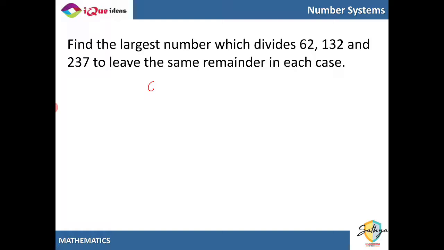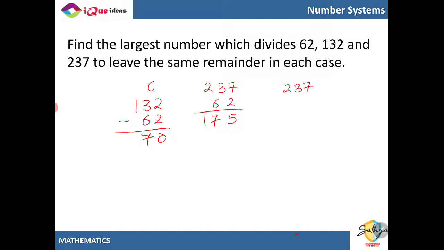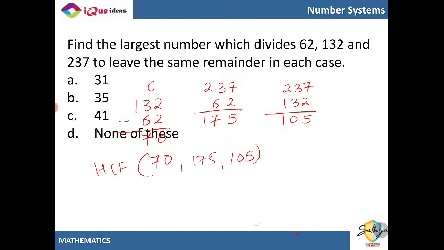Take two of the numbers together at a time and find the difference of the numbers. So 132 minus 62, you find the differences of the numbers, so that is 70. Then you take 237 and 62, the difference of the numbers is 175. You take 237 and 132, the difference of the numbers is 105. So now if you find the HCF of the three numbers 70, 175 and 105, then you will get the number which satisfies the condition. So from the given options, the answer is equal to 35.